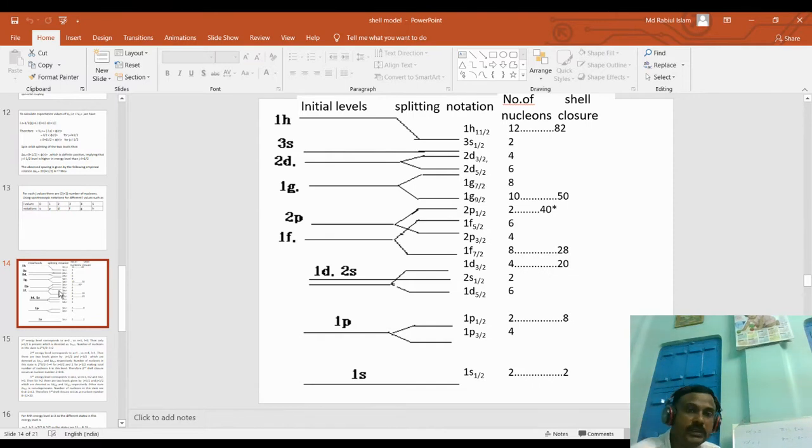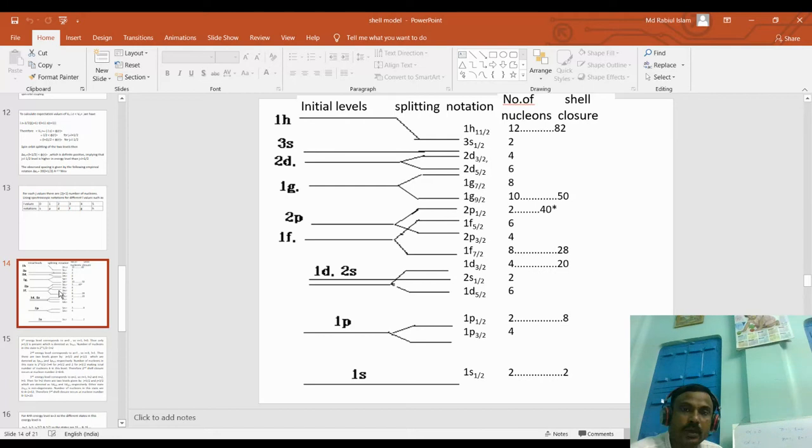Now for each L value, there will be different J values, so the energy will be split. As usual, the 3s state will be non-degenerate, so it will not split up. The 2d value will be split up into 2d 3/2 and 2d 5/2. The 1g value will be split up into 1g 7/2 and 1g 9/2.